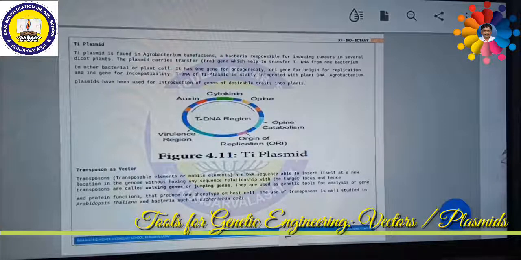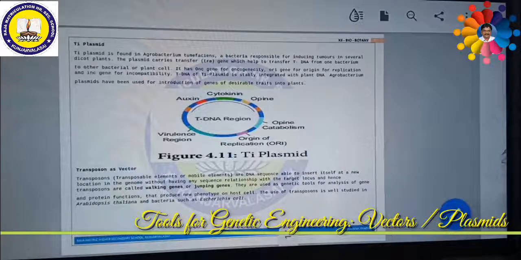Next one is called transposon as a vector. This transposon vector is also called a walking gene or jumping gene. A transposon is a transposable element or mobile element, a DNA sequence able to insert itself at a new location in the genome without having any sequence relationship with the target locus, and hence these are called transposons, also called walking genes or jumping genes. They are used as genetic tools for analyzing gene and protein function that produce new phenotypes in the host cell.